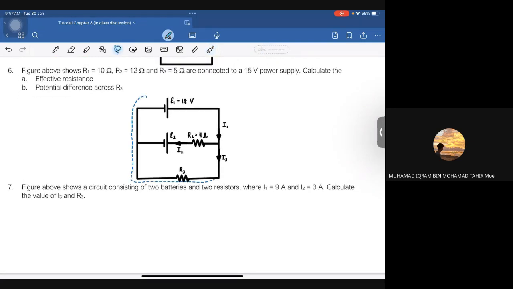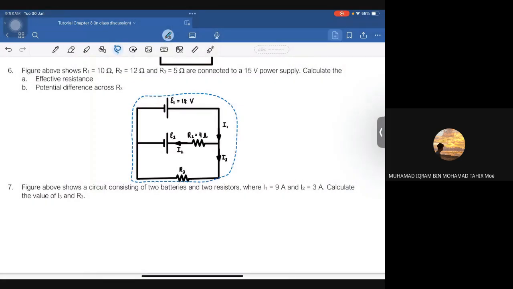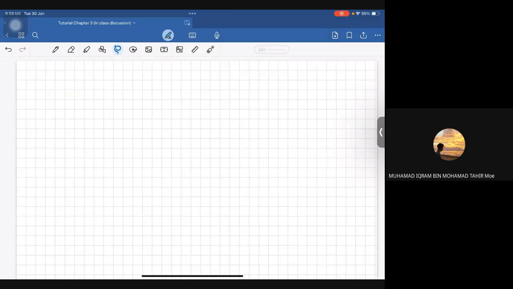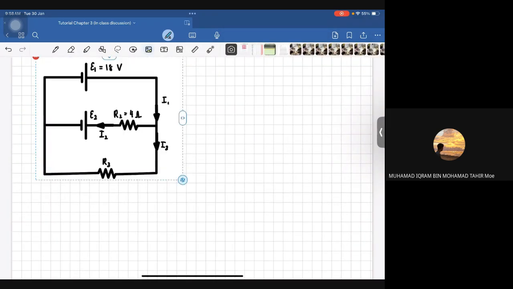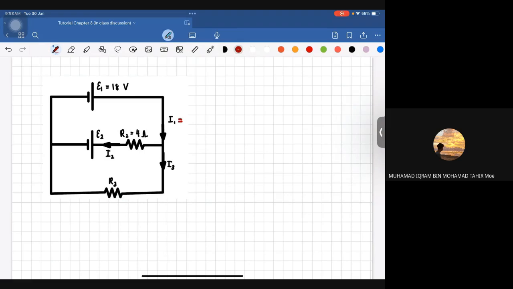Okay, so ini again ada berapa sel? Kita ada 2 sel. Kalau kita ada 2 sel, kita akan apply Kirchhoff. So sekarang ni dia suruh kita cari I3 dengan R3 lah. Okay, so I3 current 3 dengan R3. Lepas tu dia sudah bagi kita nilai I1 which is 9 ampere. I2 is 3 ampere.